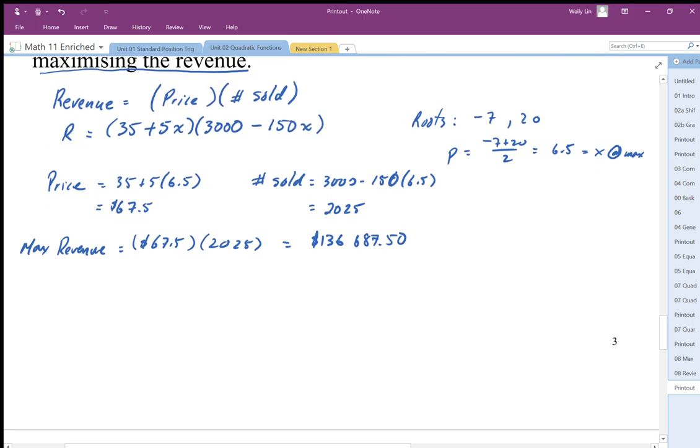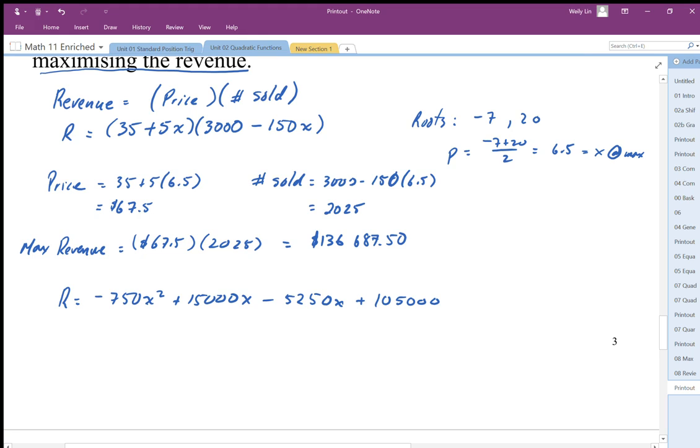We could also complete the square. If I expand the equation, I'm going to end up with negative 750x squared, plus 15,000x, minus 150 times 35, which is 5,250, that's 35 times 150, times x, and then plus 3,000 times 35, which gives me $105,000.